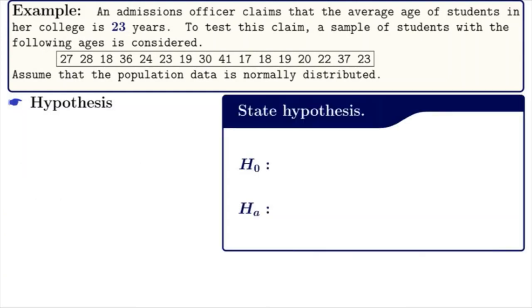Next, let's determine our null and alternate hypothesis. Here, the claim is that the average age of students in college is 23 years. So that becomes our alternate hypothesis. Whereas the null hypothesis is mean is equal to 23.